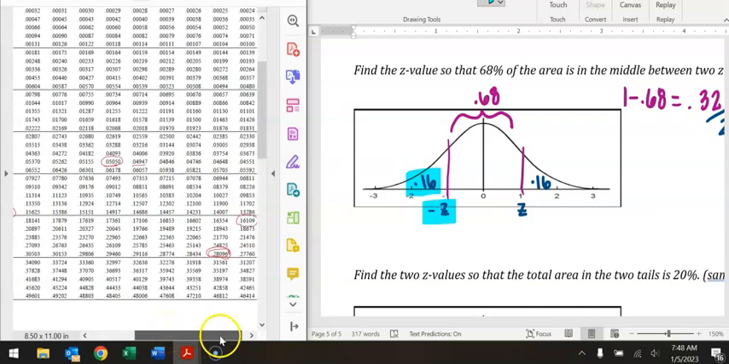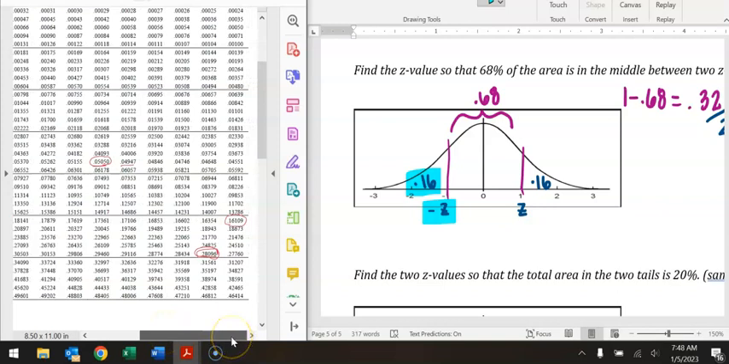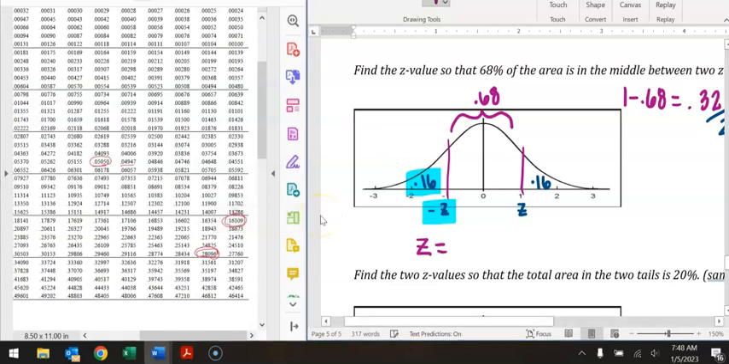Okay, so remember, your chart is an estimate. It doesn't give you a fully exact value. Okay. So there, I would say this one is just slightly closer. So negative 0.99 and positive 0.99. Those are your two values because it's asking for one on the left, one on the right.